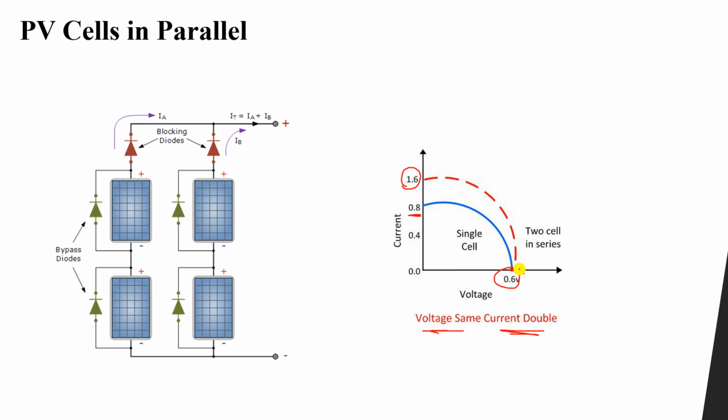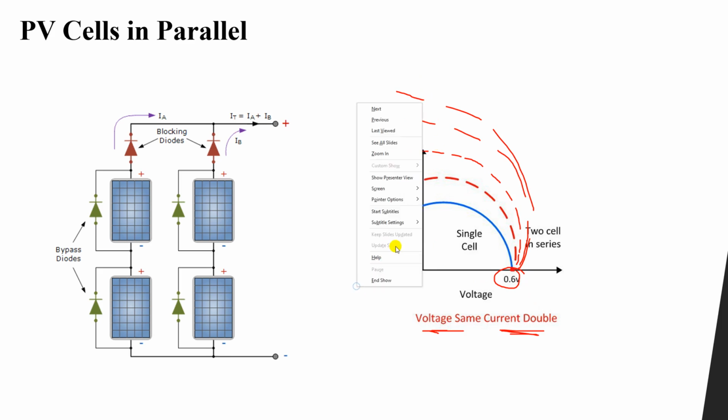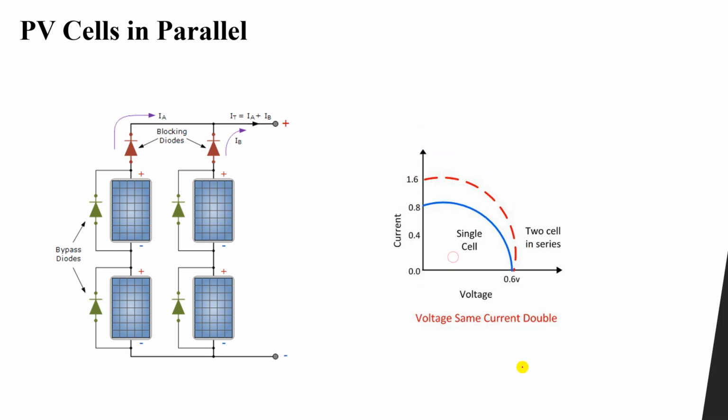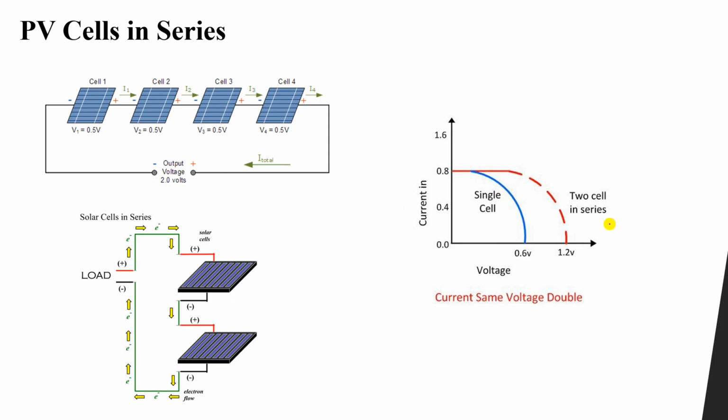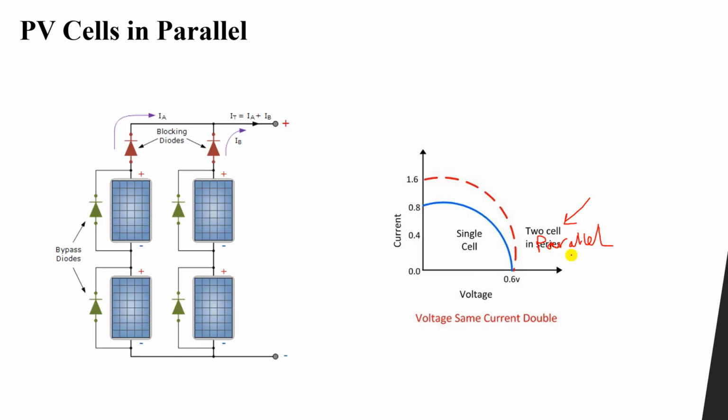Now what if we have three cells? Then it will be like this, 2.4, which is 0.8 multiplied by 3. If we have more cells like this, it is the same voltage, but the current starts to increase as we increase the number of cells in parallel. So something which is important here, this figure, two cells in parallel, not series, parallel. The previous one here is the series, this one is parallel.